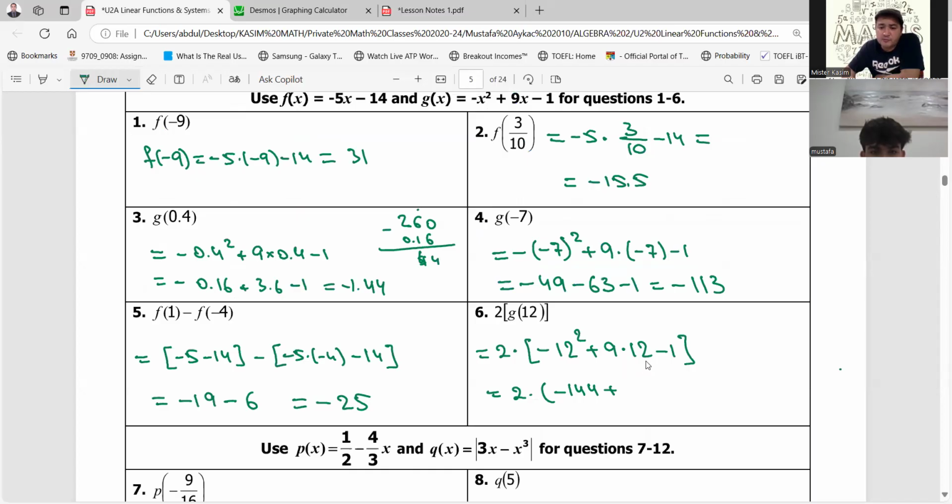9 times 12 is 108. 108 minus 1 is 107. Equals 2 times negative 144 plus 107 is negative 37. And 2 times negative 37 is negative 74.